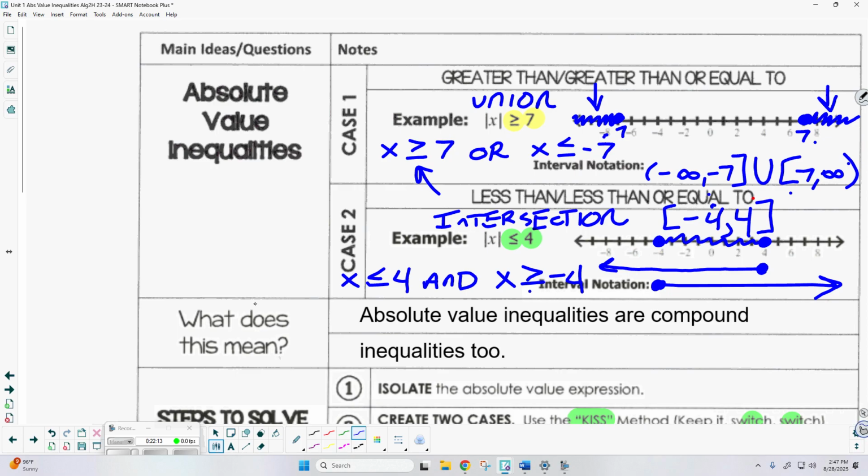Now remember, it's also acceptable to go ahead and write it like this. You could say negative 4 is less than or equal to x, which is less than or equal to 4. Okay? See, all of these are providing me the same information, just in different ways. But that's it. That's how we solve an absolute value inequality. Any questions? Okay. What's KISS stand for? Keep it, switch, switch.